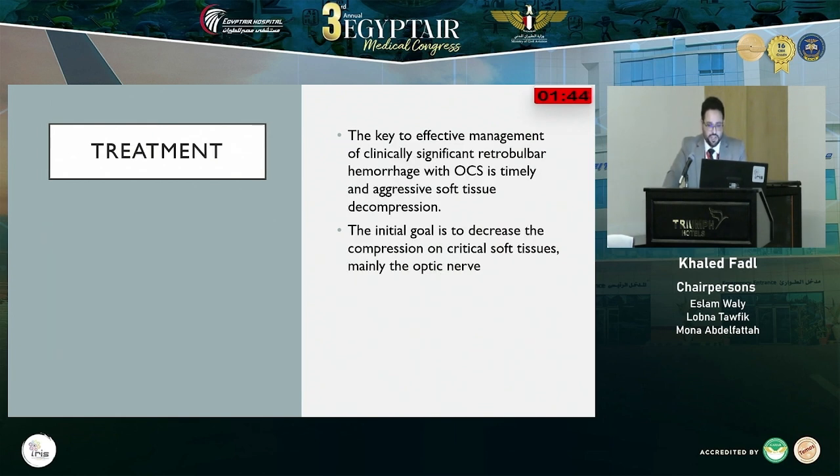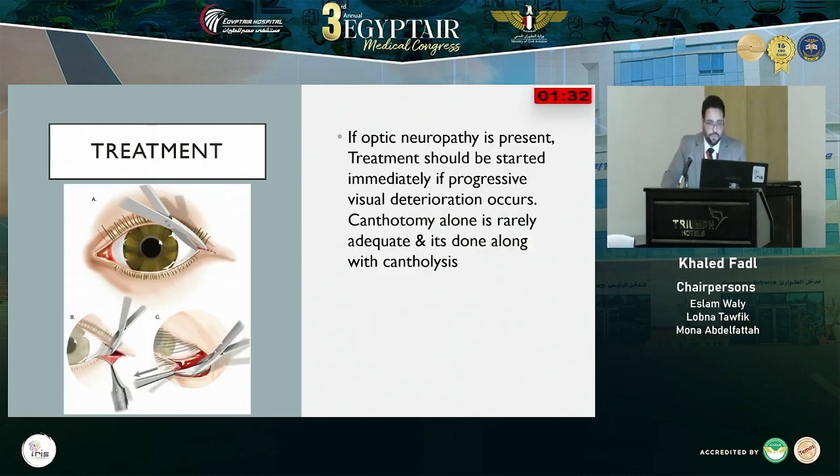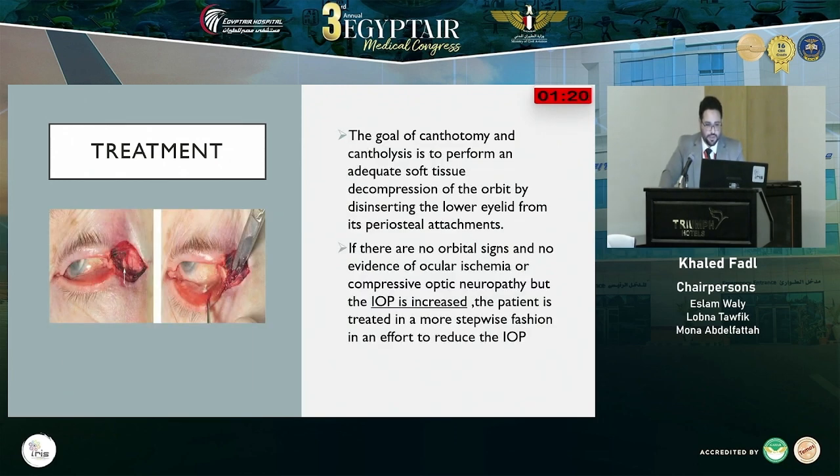The key to effective management of clinically significant retrobulbar hemorrhage with orbital compartment syndrome is timely and aggressive soft tissue decompression. The initial goal is to decrease the compression on critical soft tissues, mainly the optic nerve. If optic neuropathy is present, treatment should be started immediately, as progressive visual deterioration can occur. Canthotomy alone is rarely adequate, so it's done along with cantholysis.